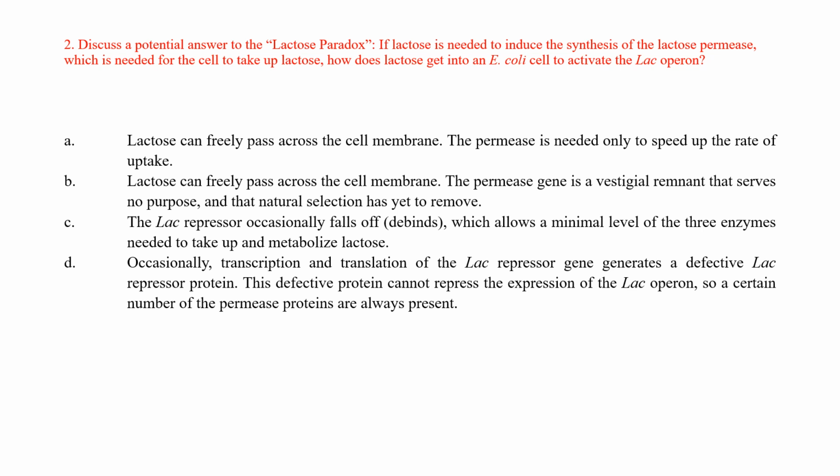Letter A, lactose can freely pass across the cell membrane. The permease is needed only to speed up the rate of the uptake. Or B, lactose can freely pass across the cell membrane. The permease gene is the vestigial remnant that serves no purpose, and that natural selection has yet to remove.